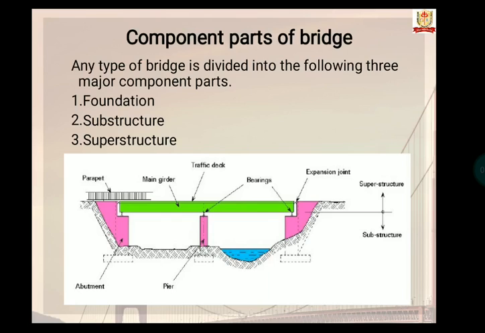Substructure, the lowest part of a bridge consisting of the structural system in the form of the abutment, piers, wing walls, etc. along with their foundation which supports the superstructure is called a substructure. Superstructure, the upper part of the bridge consisting of structural system in the form of beams, girders, arches, suspension cables, etc. carrying the communication routes is called a superstructure.